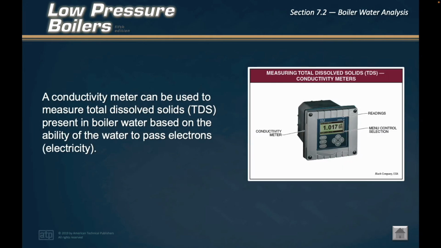The TDS present in boiler water can be measured with a conductivity meter. A conductivity meter is an instrument used to determine the TDS, total dissolved solids, present in boiler water. The more dissolved solids in the water, the higher the conductivity. The ASME code publishes guidelines detailing acceptable conductivity limits for specific pressures and temperatures before problems can occur.